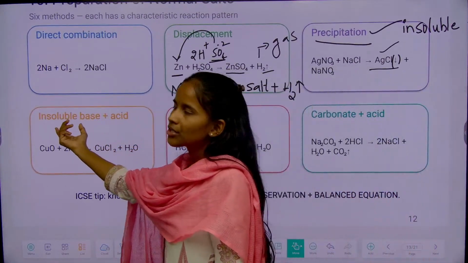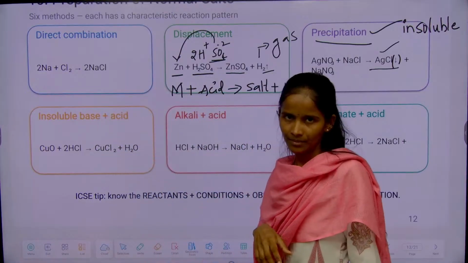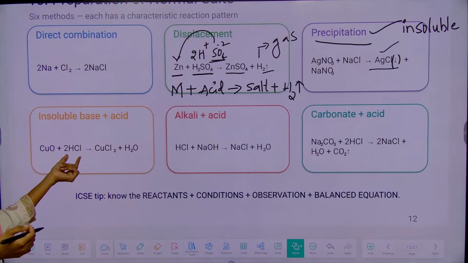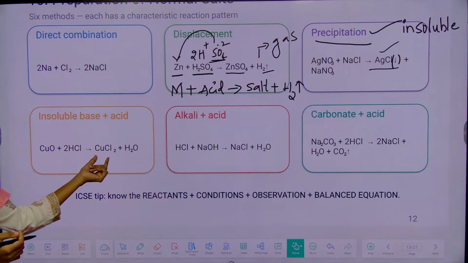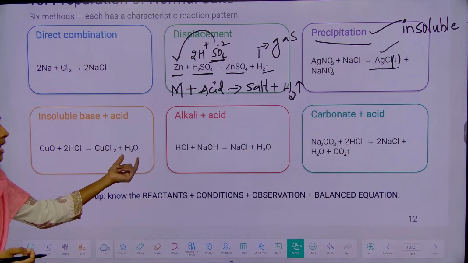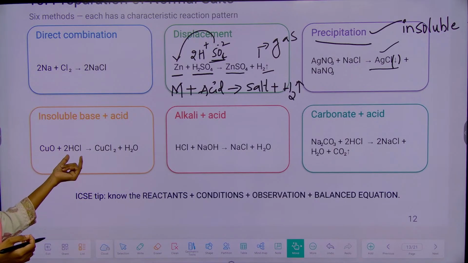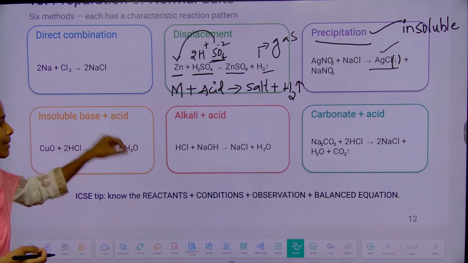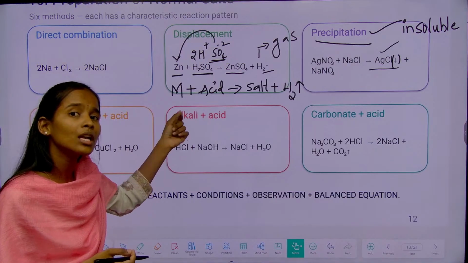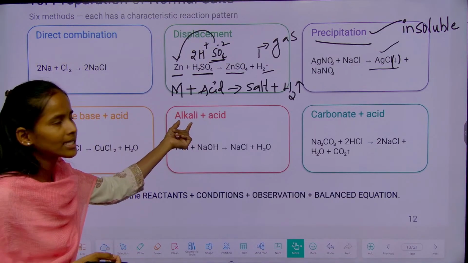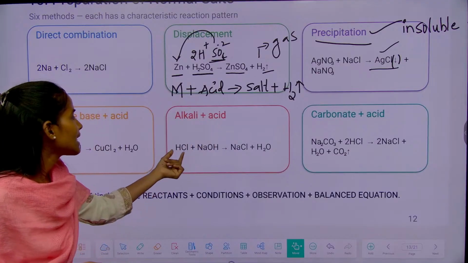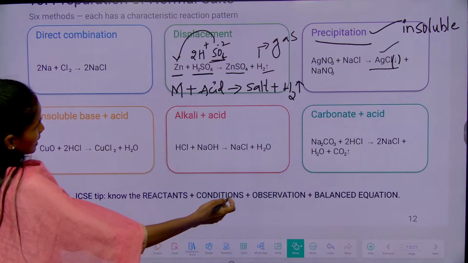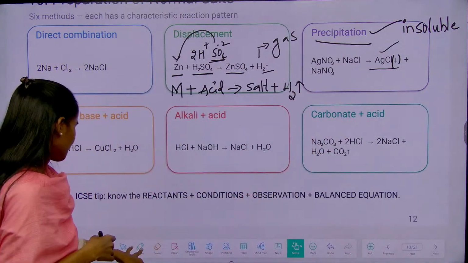when a base, an insoluble base, reacts with an acid. Like copper oxide, CuO, when it is reacting with hydrochloric acid, then we will get a salt, CuCl2, plus water. When a base is reacting with an acid, it results in the formation of salt and water. In a similar way, alkali means a soluble base. When an alkali is reacting with an acid, in a similar case we will get a salt and water. Now, carbonate or bicarbonate.